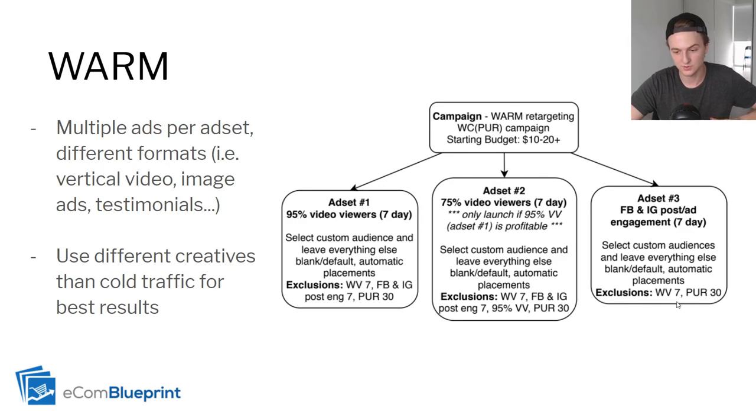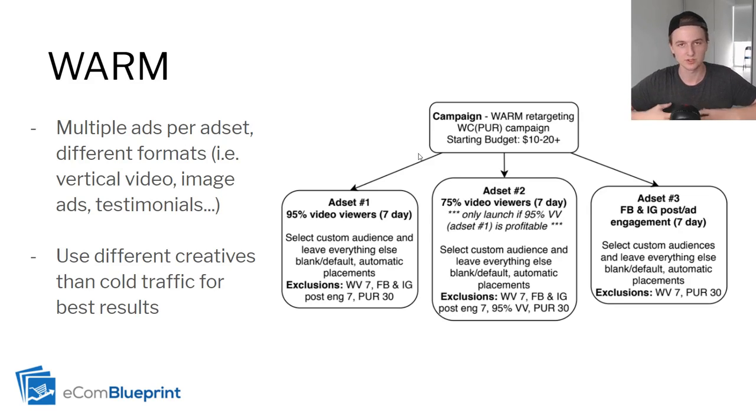And then for the exclusions, you only want to exclude website visitors in the last 7 days and purchasers in the last 7 days, because we're going to retarget these people already with our hot retargeting campaign. And so this is exactly how you want to set up your warm retargeting. This is exactly how I set it up. And you want to use multiple ads per ad set, ideally. Multiple different formats. This works best.